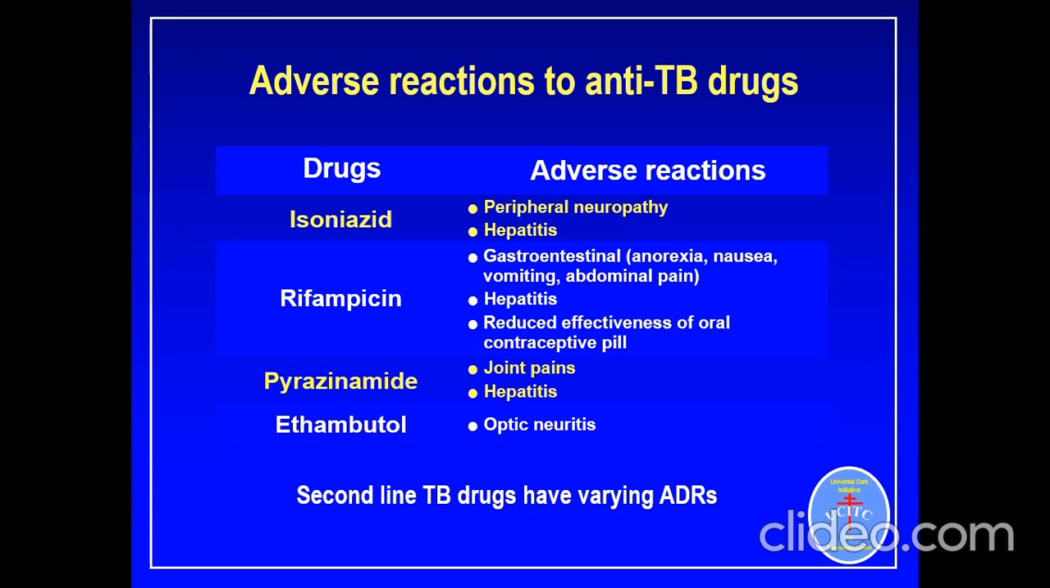And of course, second-line TB drugs. The newer drugs have a lot of cardiotoxicity. Linezolid has a lot of peripheral neuropathy, and it has myelosuppressive action also. It affects the teeth, the ears, and the eyes. Then cycloserine, of course, precipitates seizures.